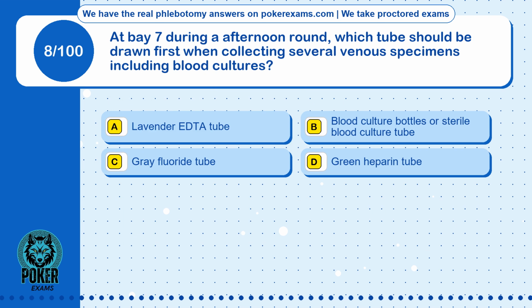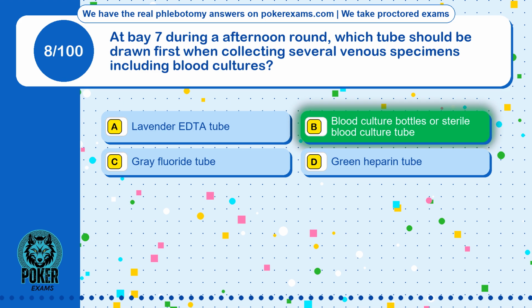Question 8. At Bay 7 during an afternoon round, which tube should be drawn first when collecting several venous specimens including blood cultures? Option A, lavender EDTA tube. Option B, blood culture bottles or sterile blood culture tube. Option C, gray fluoride tube. Option D, green heparin tube.